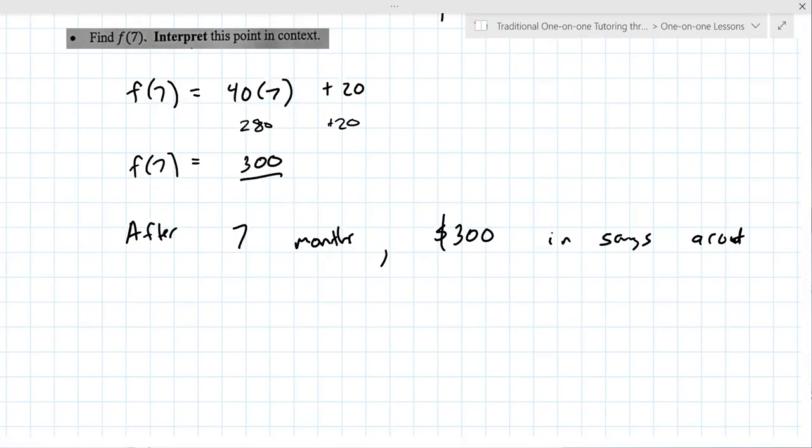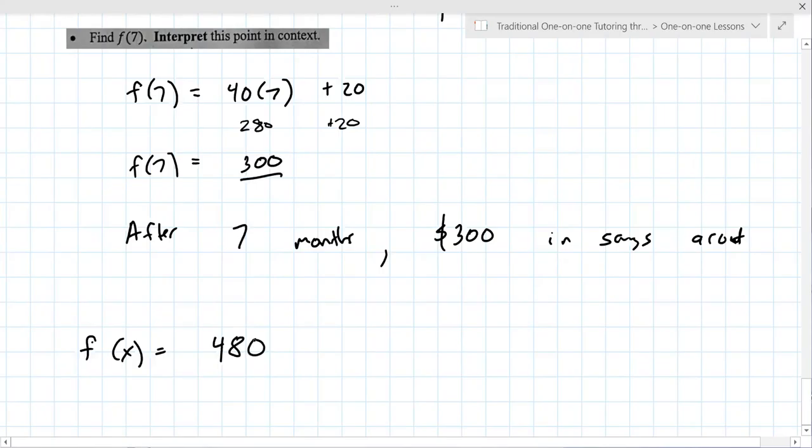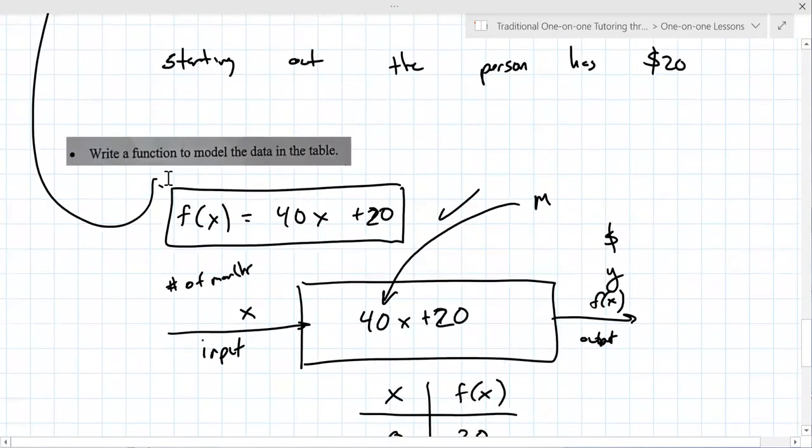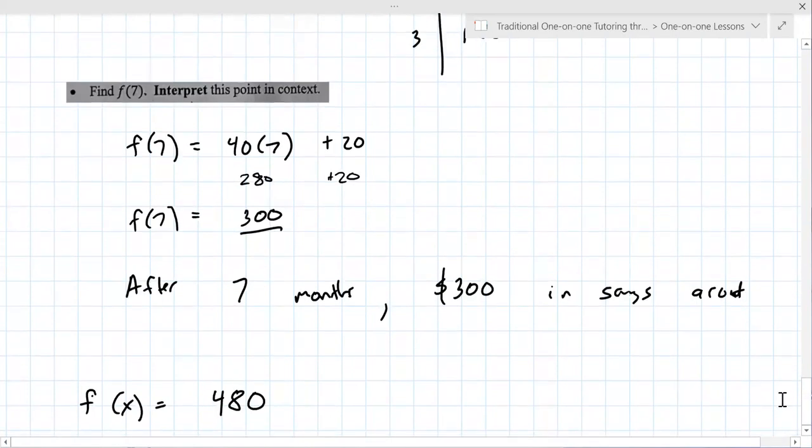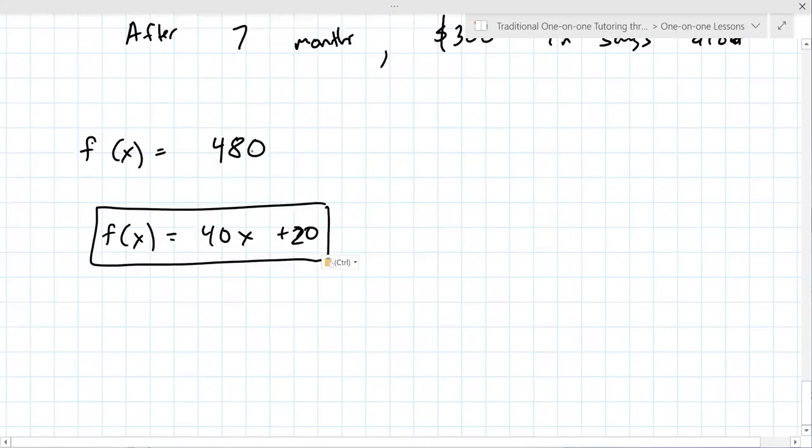Okay, so now let's do a new one here. So the next one is, let's say f of x equals 480. I'm just trying to find some numbers that work here. Yeah, it's all good. Okay, so if you go back to your function, this is where it's gotta be very clear. I'm giving you 480, this thing right here. This is 480. And you have to solve for x.